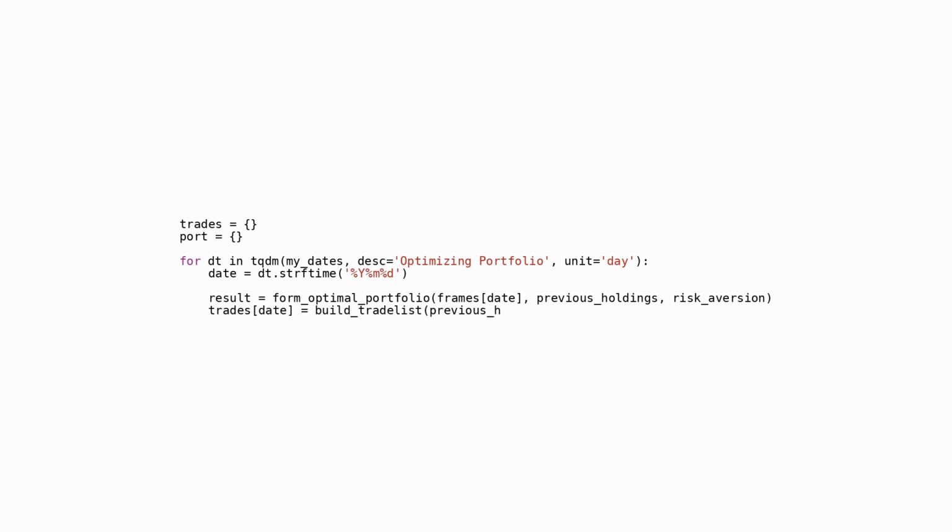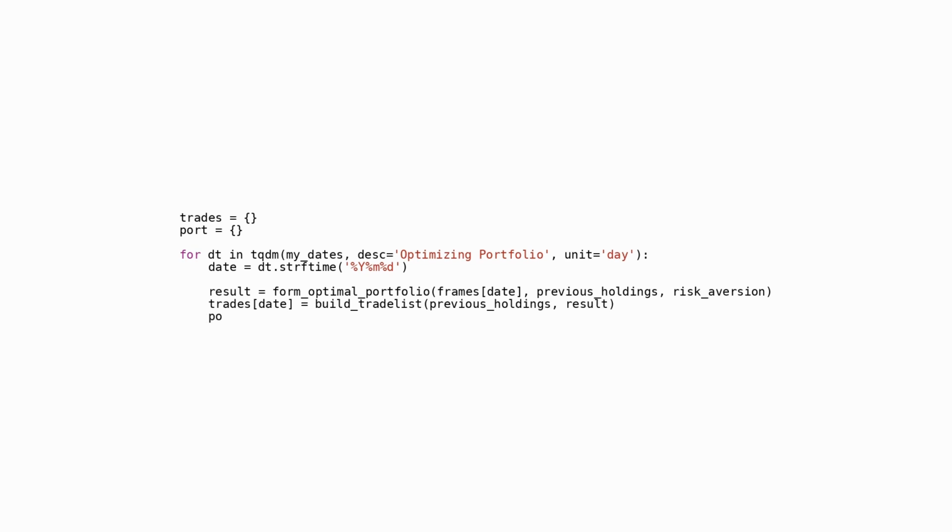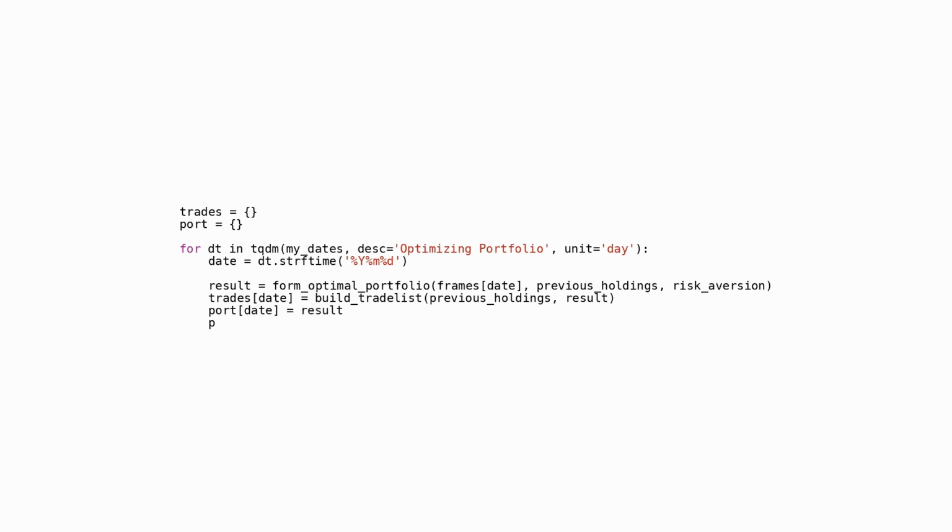The resulting trades for that date are stored in the trades dictionary. 4. The port dictionary is updated with the newly calculated optimal portfolio for the date. 5. The variable previous_holdings is updated to reflect the current holdings for use in the next iteration. This is likely achieved by converting the current optimal portfolio result into the format expected by the next iteration as previous holdings. During the loop, a progress bar is displayed in the console thanks to the tqdm module, indicating optimizing portfolio and tracking progress by day.